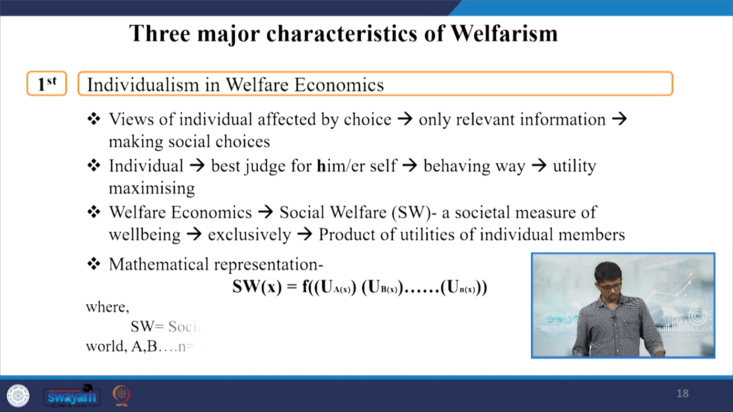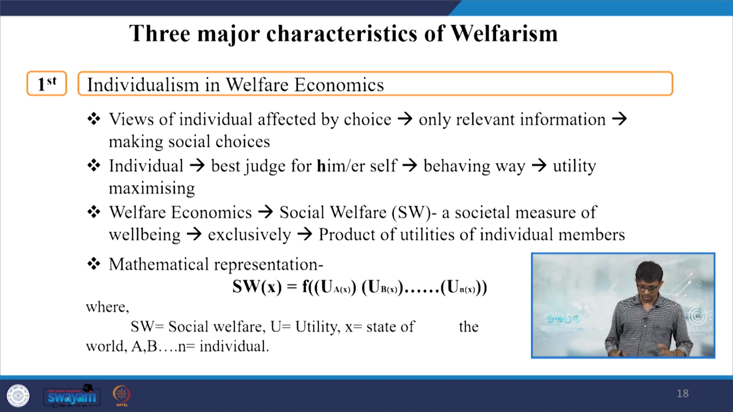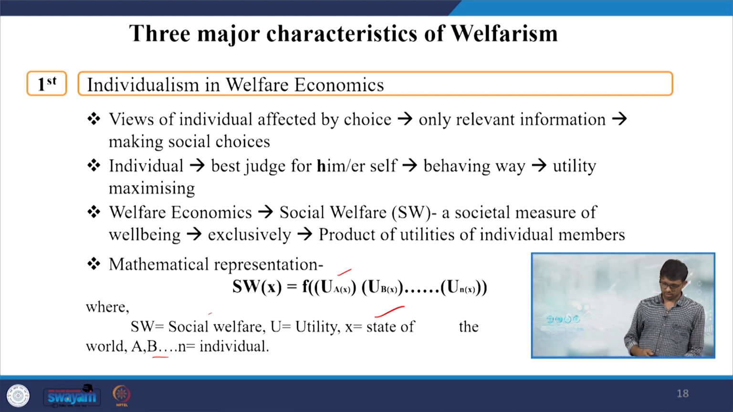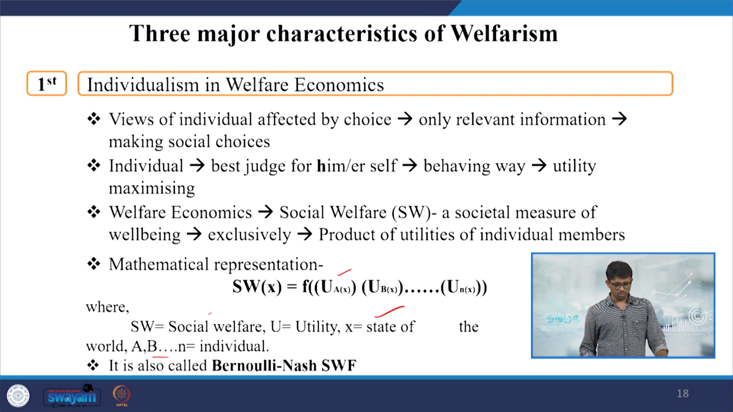The mathematical representation of this individualism perspective of welfarism is basically a function of all individual utilities. It is written as SW, that is social welfare, equals a function of the utilities U of A, B until N at state X. Here A, B, N are different individuals, and X is the state of the world. Given the state of the world, we can discuss social welfare, and this is also called the Bernoulli-Nash social welfare function.